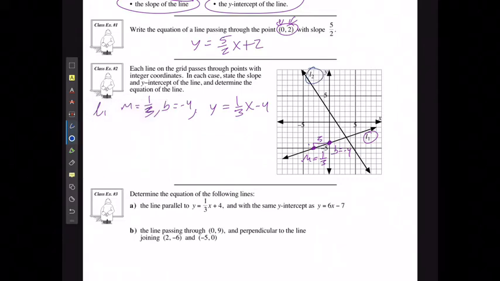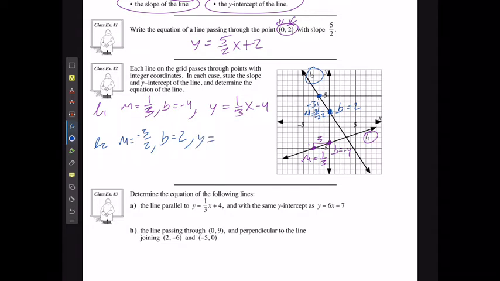For line 2, I'm going to start at the y-intercept. I'm going to find another integer coordinate that it goes through, and to get from one point to the other, I went down by 3 and right by 2, which means that I have a slope of negative 3 over 2, and the y-intercept here occurs at 2. So I have a slope of negative 3 over 2, a y-intercept at 2, and my equation is going to be y is equal to negative 3 over 2 x plus 2. There's my equation.